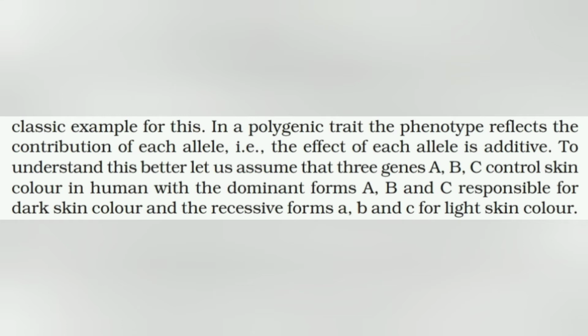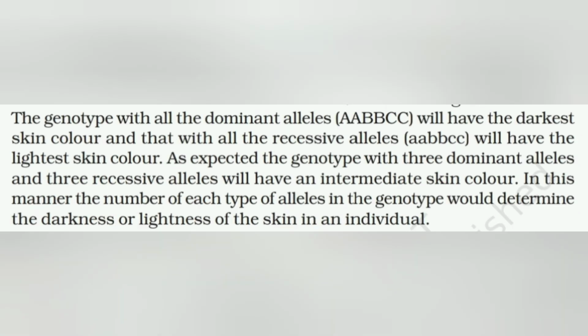To understand this better, let us assume that 3 genes A, B, C control skin color in human, with the dominant forms capital and recessive forms small. Capital responsible for dark skin color and recessive responsible for light skin color. The genotype with all the dominant alleles will have the darkest skin color, and that with all the recessive alleles will have the lightest skin color.